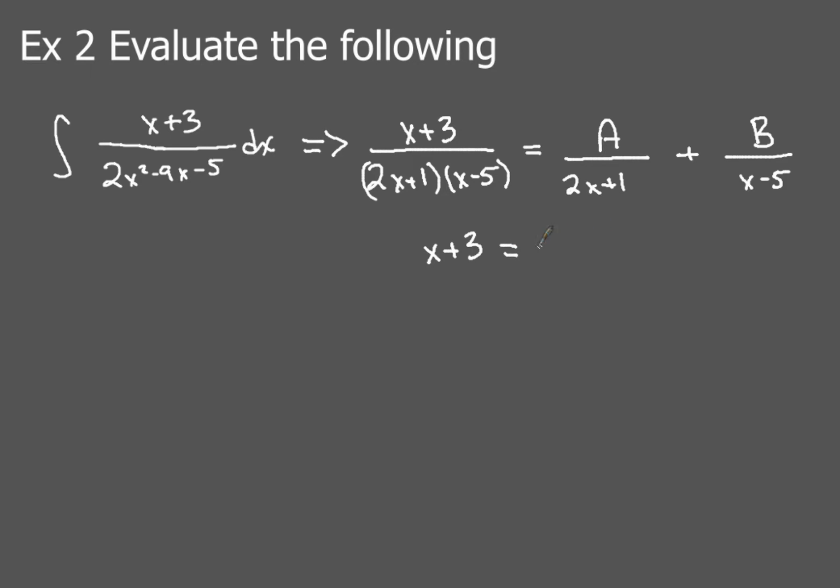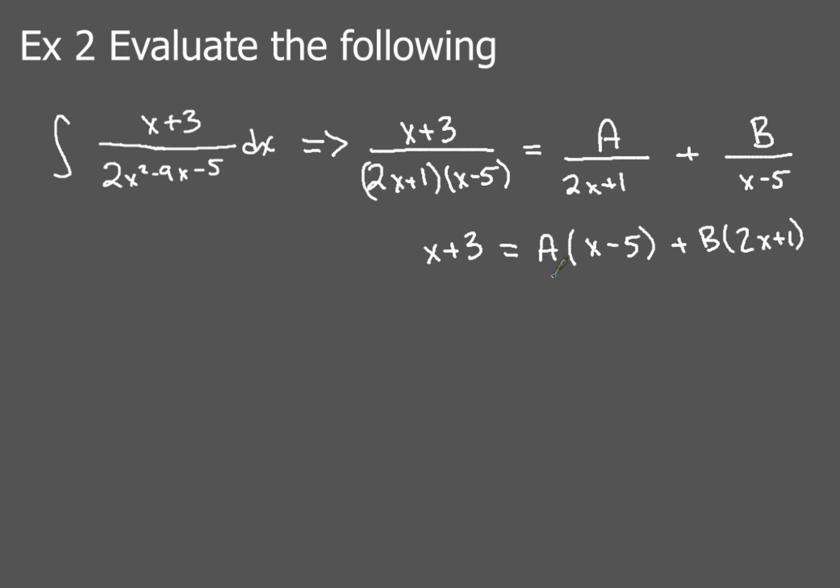And on the right-hand side, A will be multiplied by the other piece of the denominator. So A times (x minus 5), and then the B term is going to be multiplied by the other denominator, which is (2x plus 1). So that's what we're going to have once we clear the fraction out and get rid of the denominator.